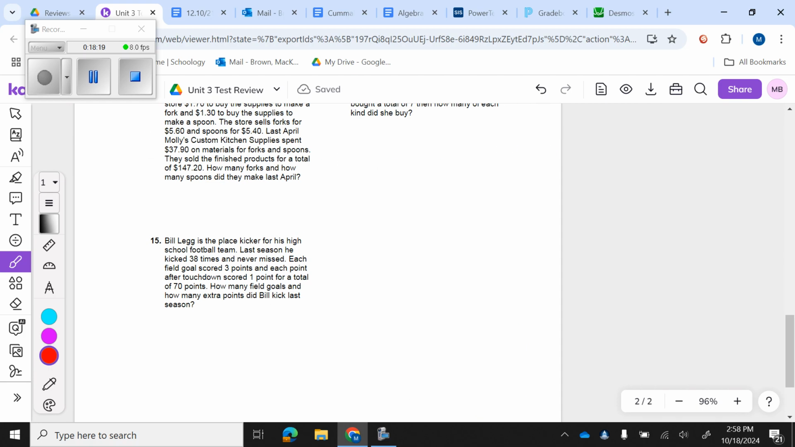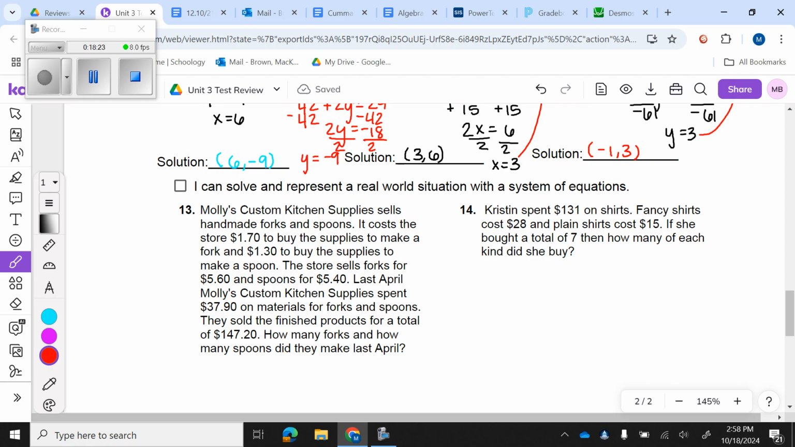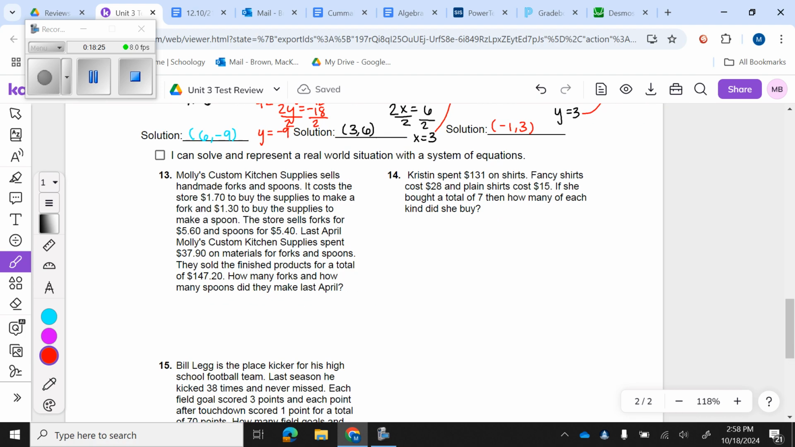All right, on this last section, we just got to write the word problems. Okay? So we are going to look at, okay, number 13. It says Molly's Custom Kitchen Supplies sells handmade forks and spoons. It costs the store $170 to buy the supplies to make a fork and $130 to buy the supplies to make a spoon. The store sells forks at $5.60 and spoons for $5.40.